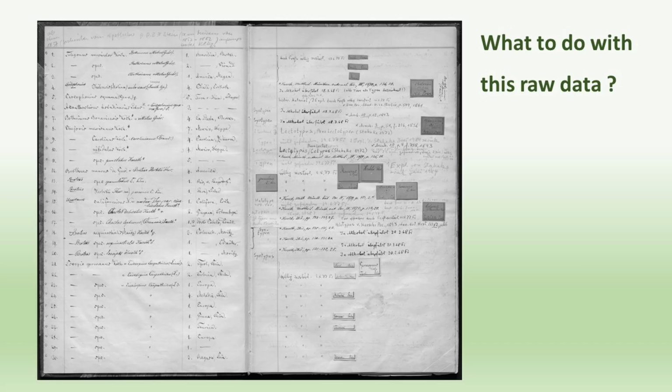And the question is, what do we do? We start with the raw data. This is the first page of our first Arachnid catalog book, and we turn it into the Excel table.